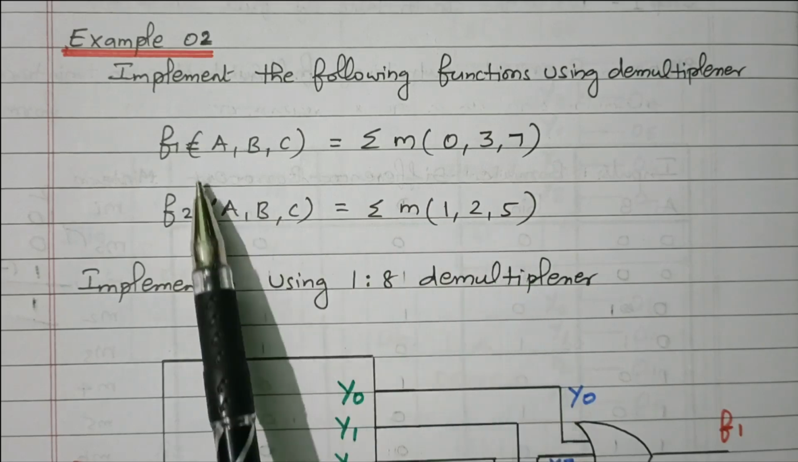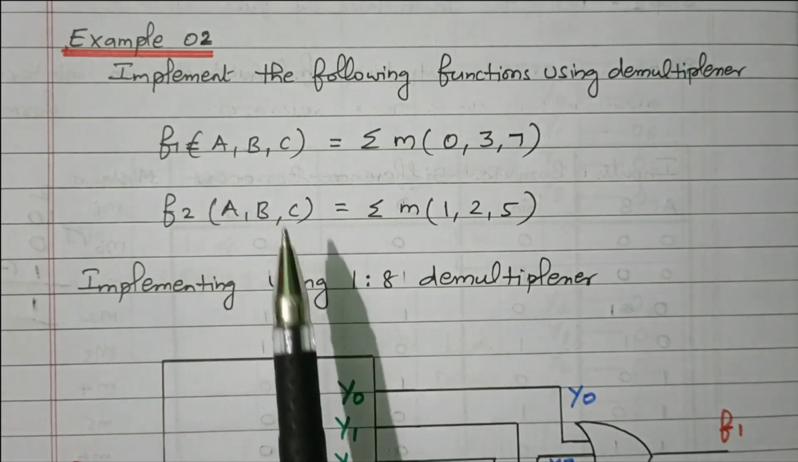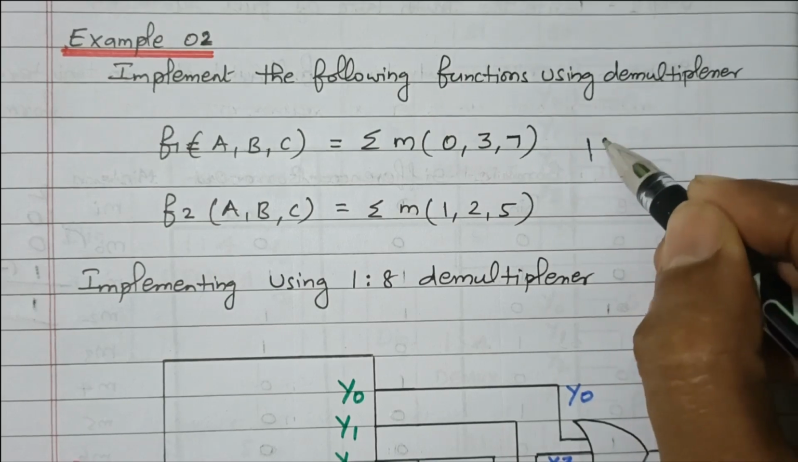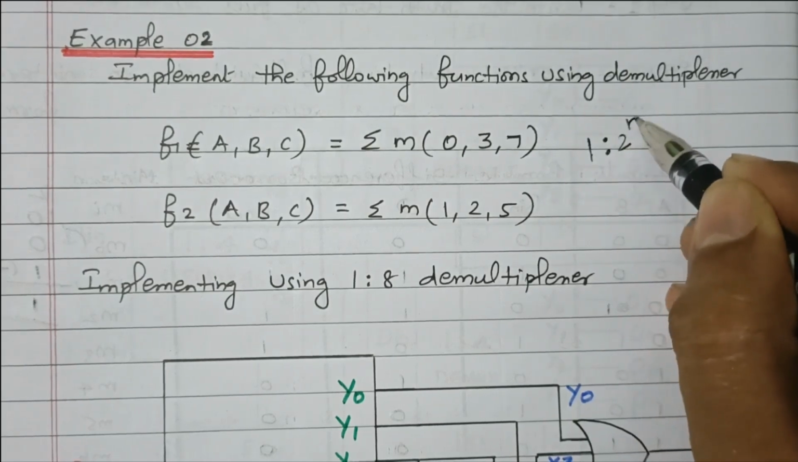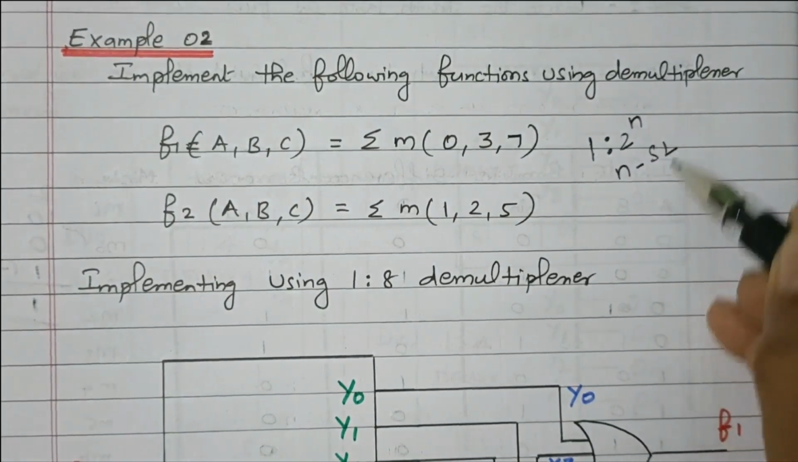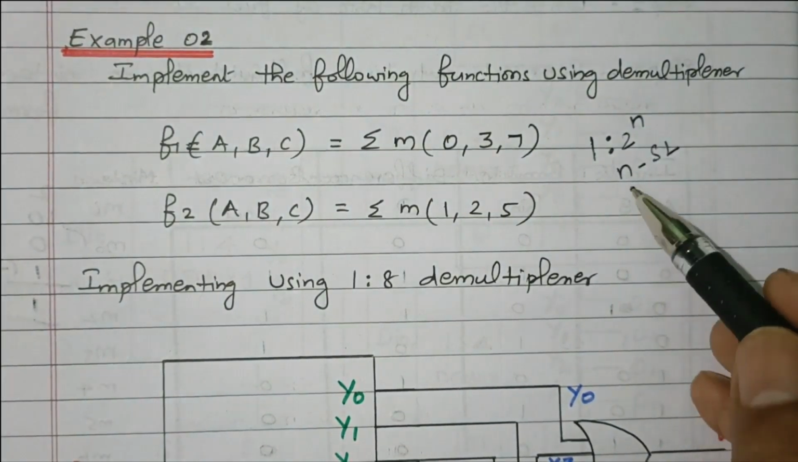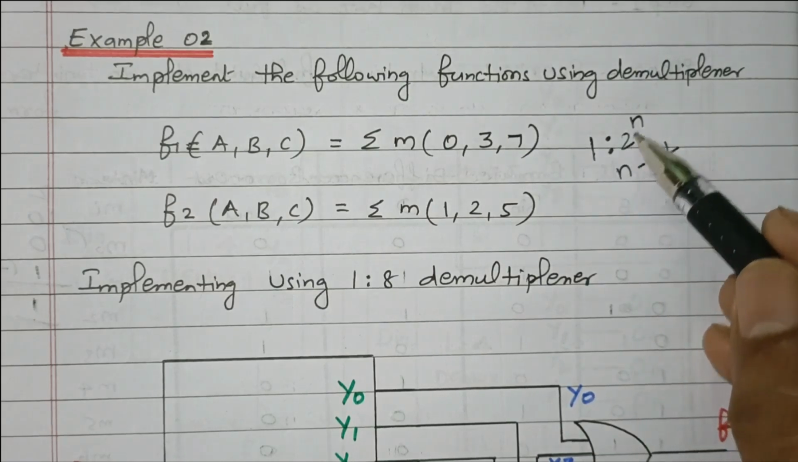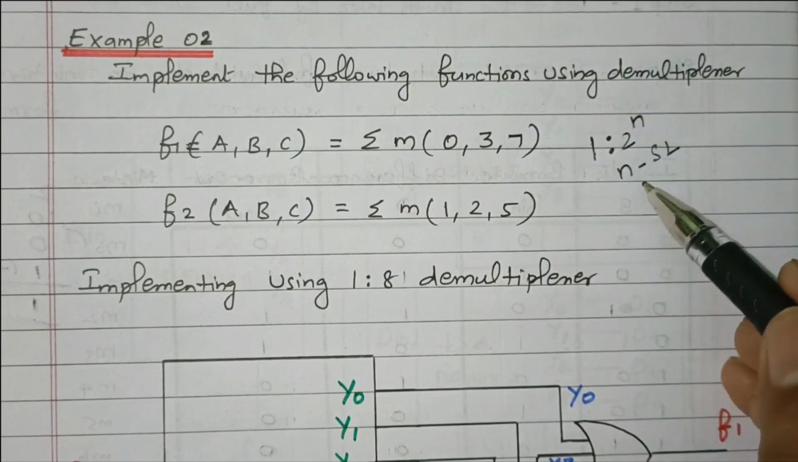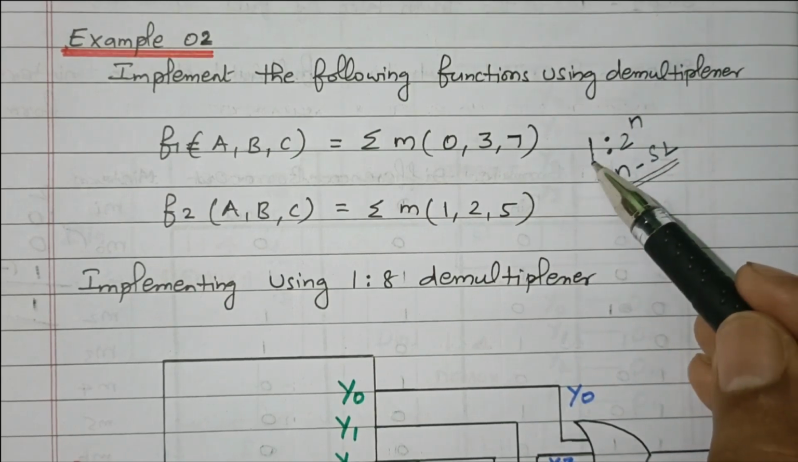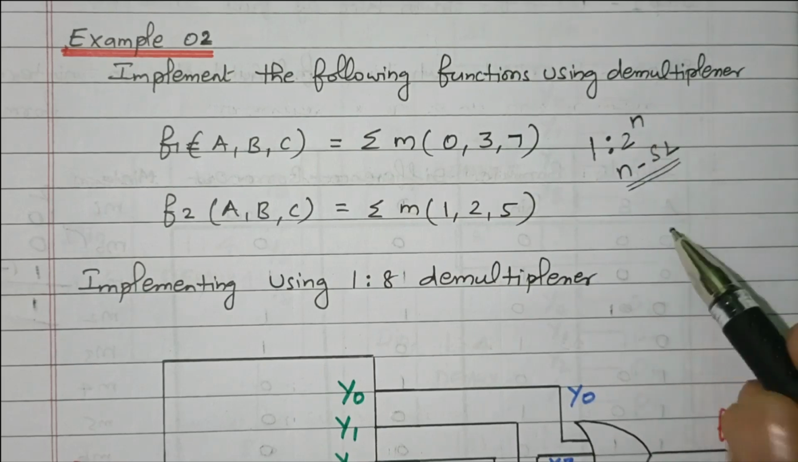Right. These 2 functions we need to implement with the demultiplexer. We know that a demultiplexer is nothing but one input with 2 to the power n outputs and n selection lines. So this is the basic structure of the demultiplexer. Having only one input that is converted into 2 to the power n outputs, that is done by the selection line.